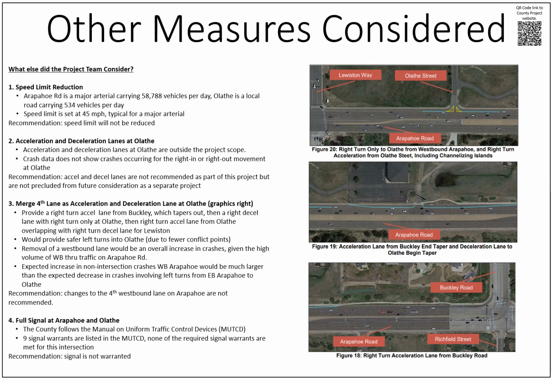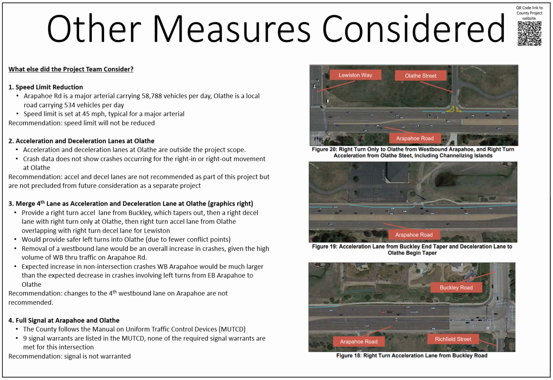However, Diaxis determined that removal of a westbound lane would be an overall increase in crashes given the high volume of westbound through traffic on Arapahoe Road. The expected increase in non-intersection crashes on westbound Arapahoe Road would be much larger than the expected decrease in crashes involving left turns from eastbound Arapahoe to Olathe. Changes to the fourth westbound lane on Arapahoe Road are not recommended.